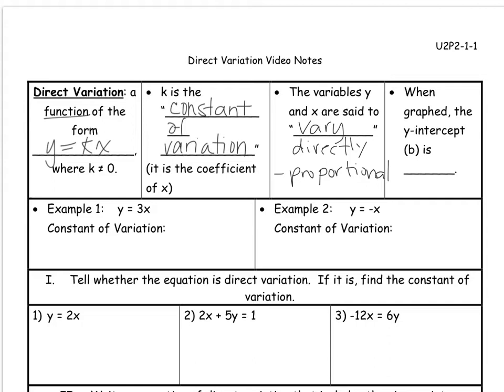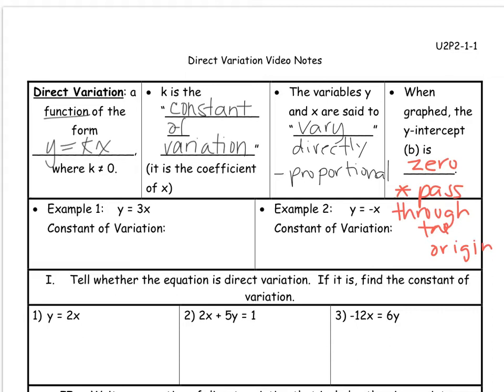So if an equation has direct variation, how can we tell? Well, it has direct variation when the y-intercept is 0. And that just means that it has to pass through the origin. If it doesn't pass through the origin, it doesn't have direct variation.